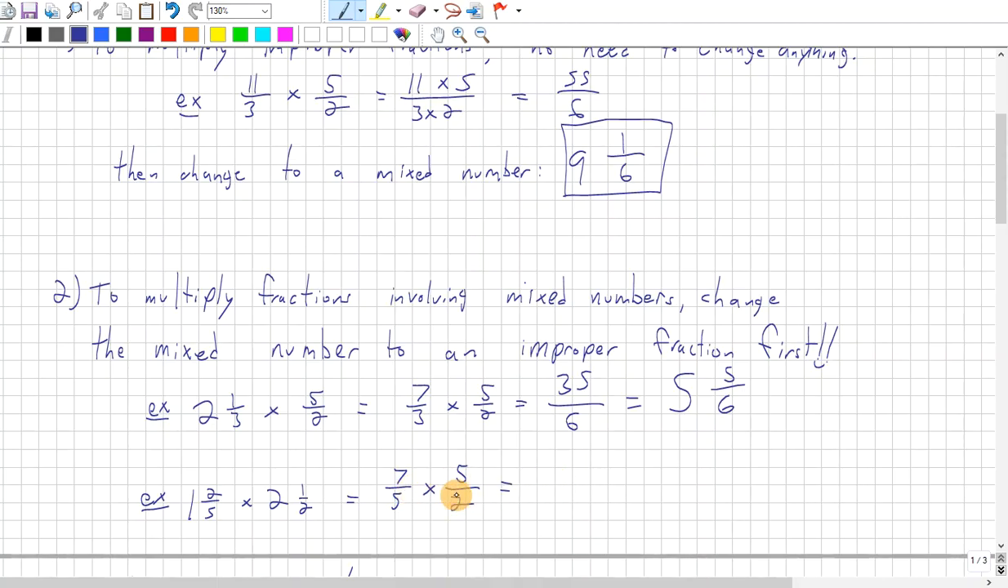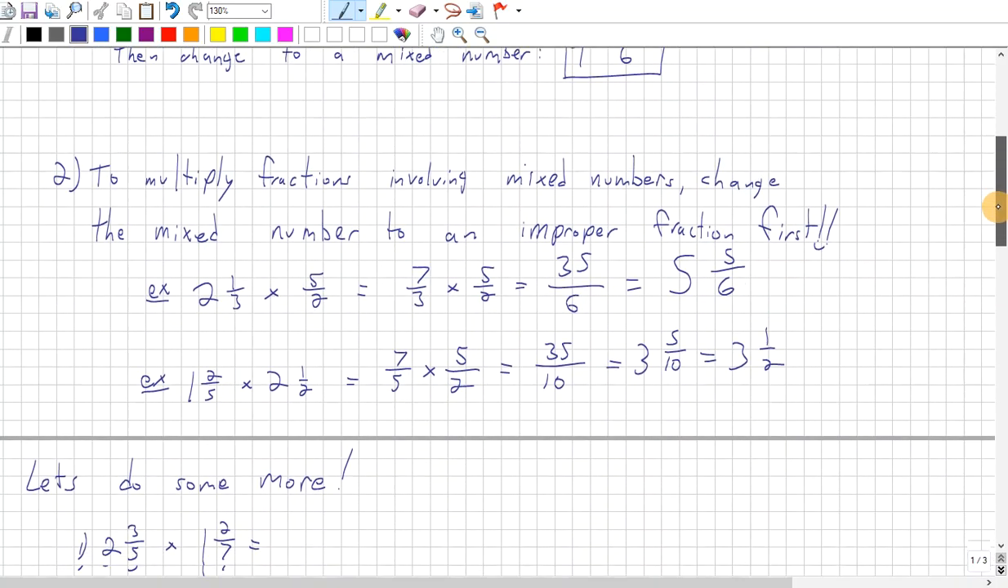Multiply numerators together. So 7 times 5 is 35. And 5 times 2 is 10. Change that into a mixed number again. 10 goes into 35 3 times, and I'm left with 5 over 10. So we can see right away that we can also reduce this. So I end up getting 3 and 1/2, because 5 over 10 reduces to 1/2. So just keep in mind how to change to an improper fraction, and then multiply.